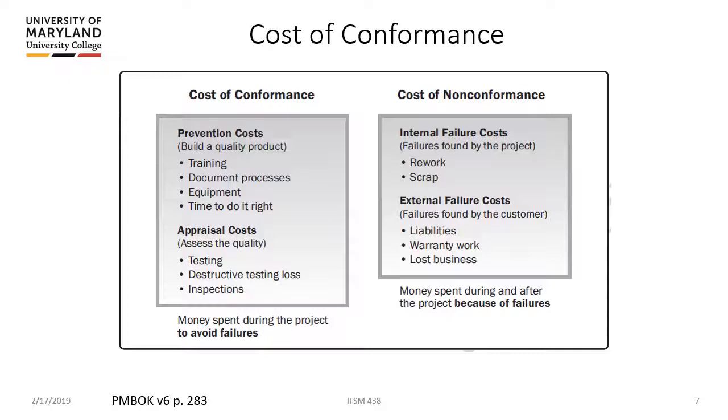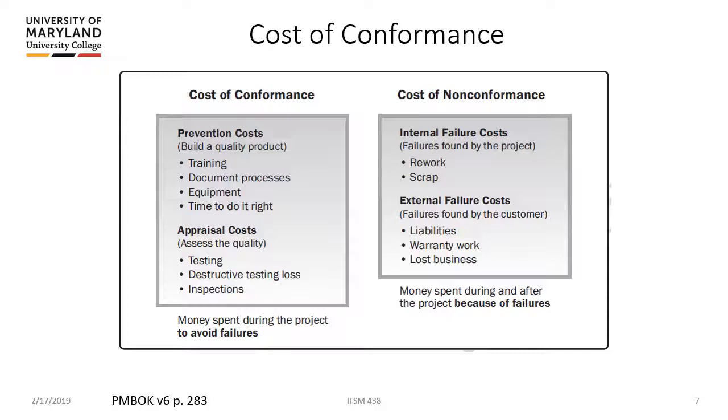And the bottom line of the left-hand side of this slide is that cost of conformance is money that you're spending during the project to avoid failures. So avoiding failures is another name for making sure that it's a high quality product that meets the scope that we laid out early in the project.